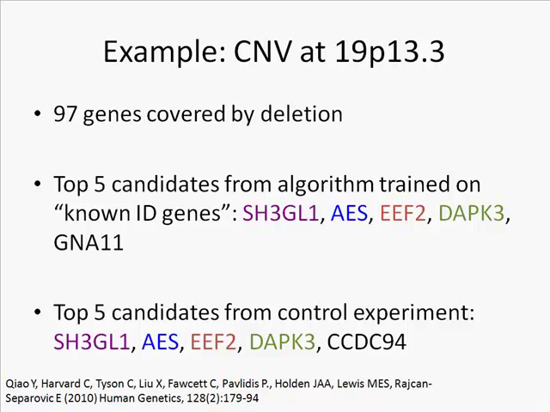Here's an example of this, a deletion on chromosome 19. There were 97 genes. The top candidates when you train the algorithm with known intellectual disability genes are these genes.